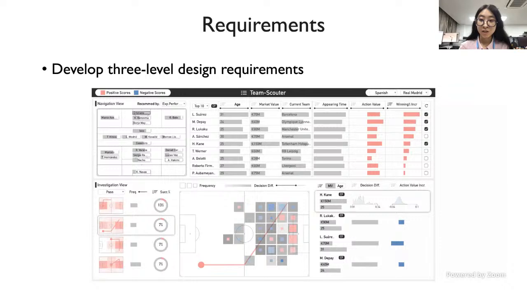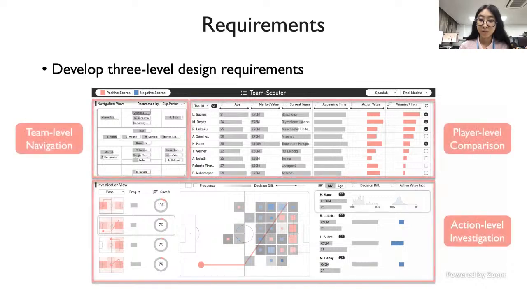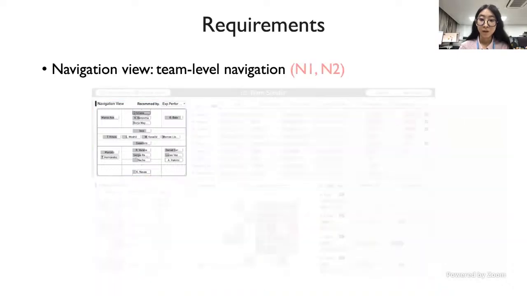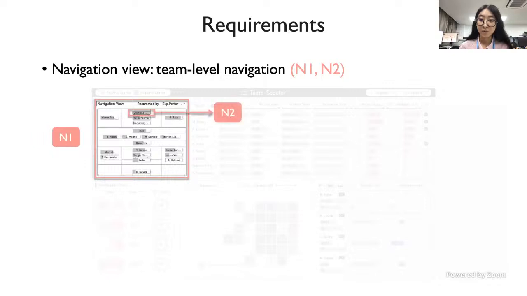To solve the second challenge, we worked with three soccer experts and developed design requirements at three levels: team level navigation, player level comparison, and action level investigation. On team level navigation, we design a scoreboard in the navigation view to present all players by their roles and indicates the player will be replaced as the player recommendation reference.